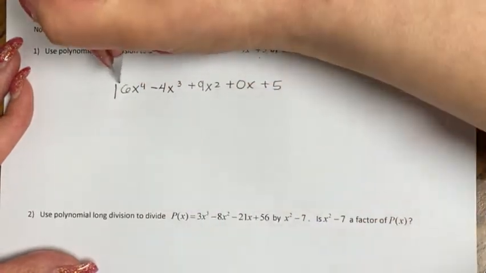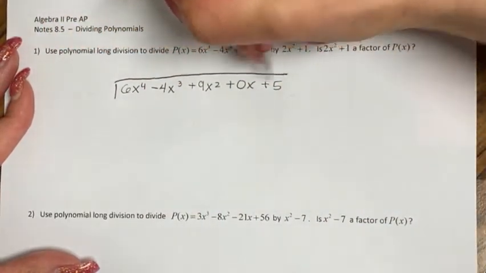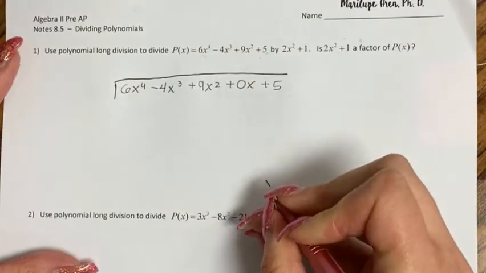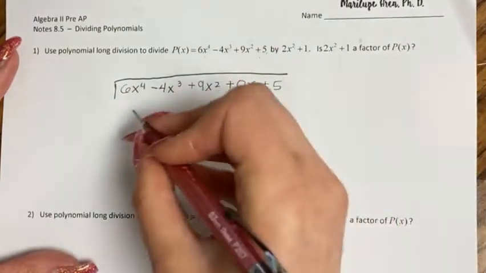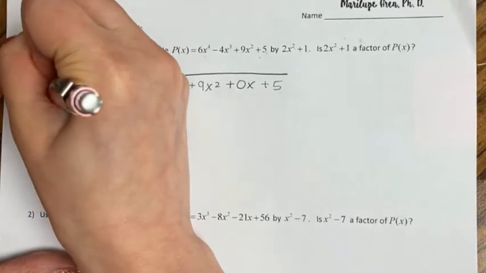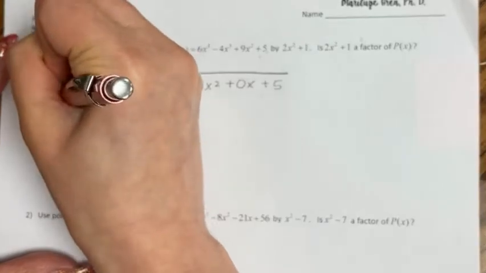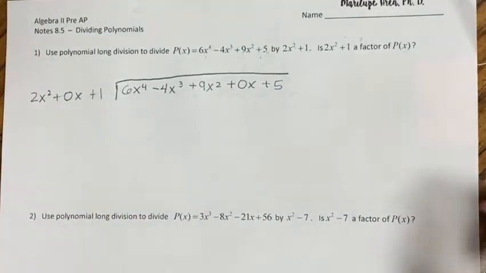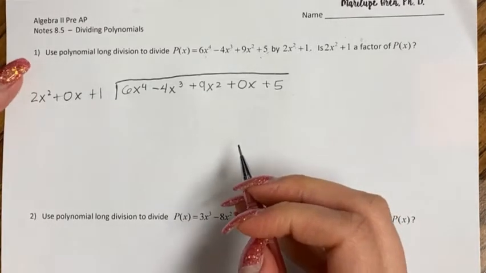Okay, after that I put everything inside the division box. After that I know that my divisor, as if it was in elementary school, is 2x^2 plus 0x plus 1. So this looks a lot like your long divisions back in elementary. Okay, so what's our goal?